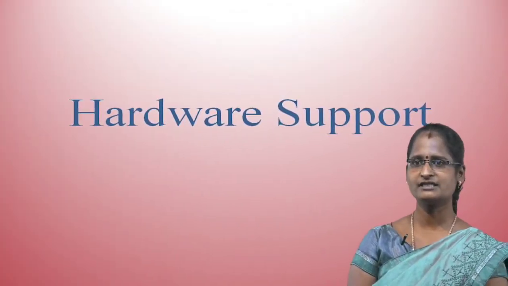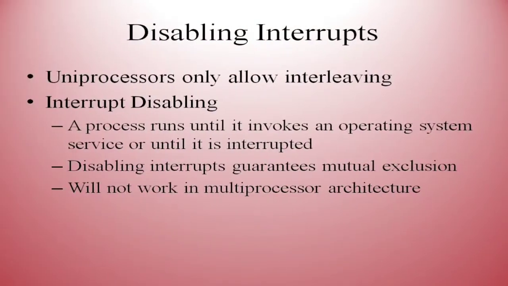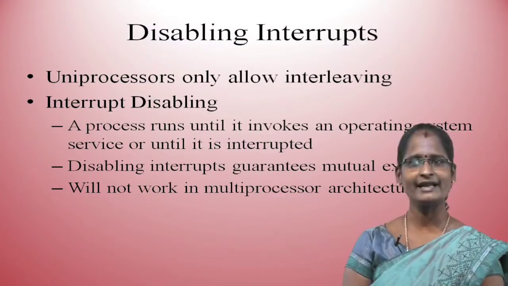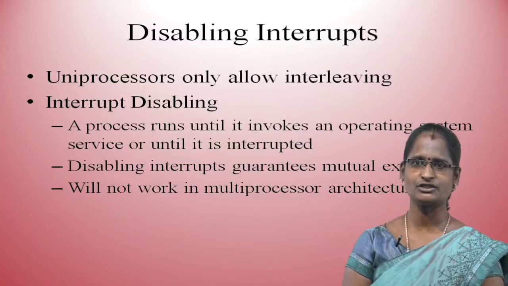The next, hardware support. Disabling interrupts. A uniprocessor only allows interleaving. Then interrupt disabling: a process runs until it invokes an operating system service or until it is interrupted. Then disabling interrupts to guarantee mutual exclusion will not work in a multiprocessor architecture.